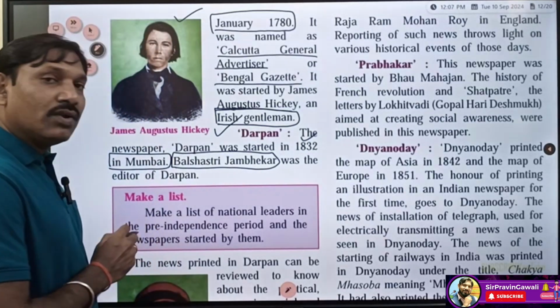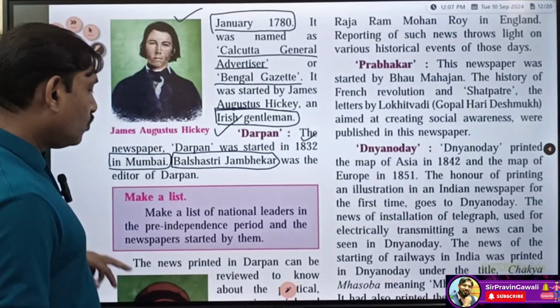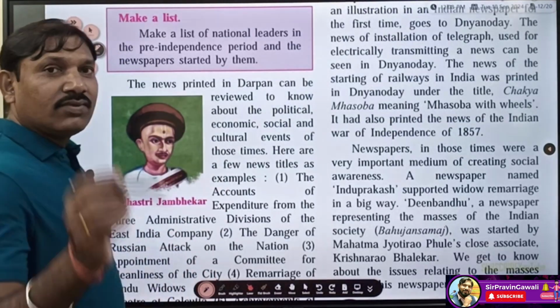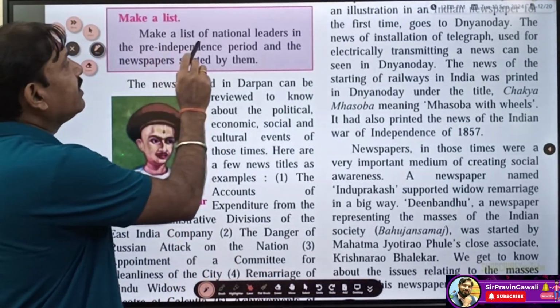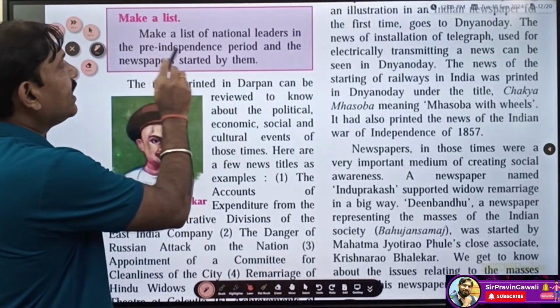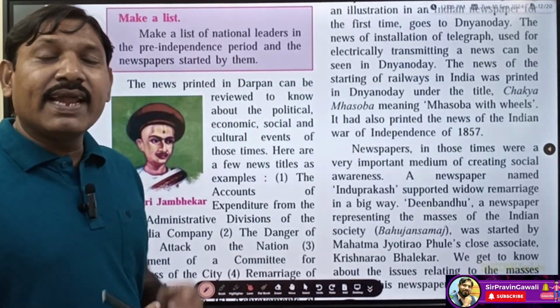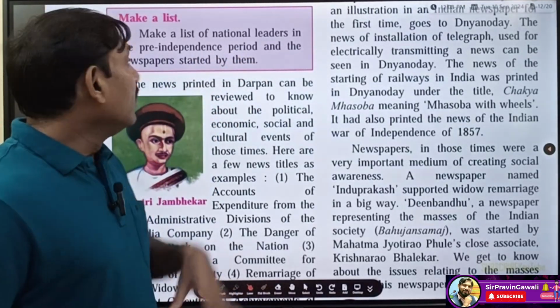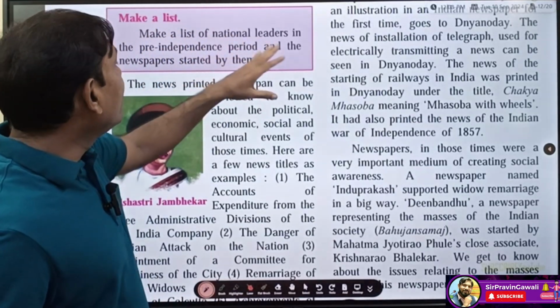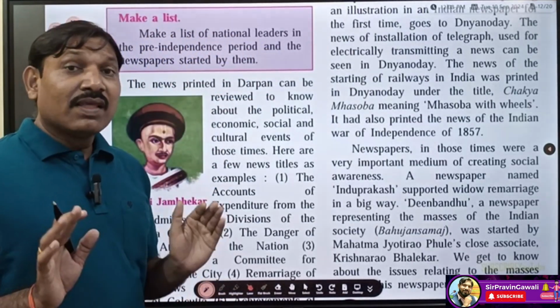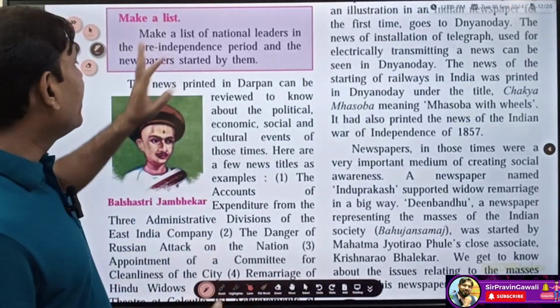Okay, students, have you understood this much? Very good. Now students, see the next thing we are going to learn. Here we will make a list of national leaders in the pre-independence period and the newspapers started by them. By the end of this lesson we will make that list of national leaders and the newspapers started by them.